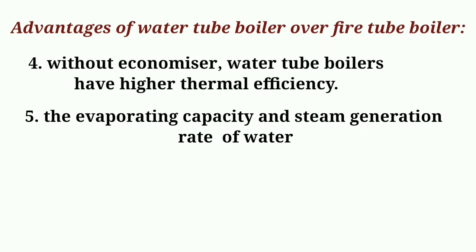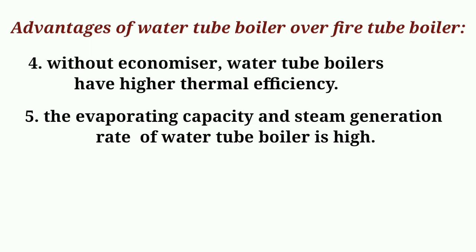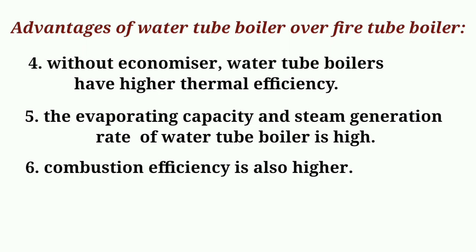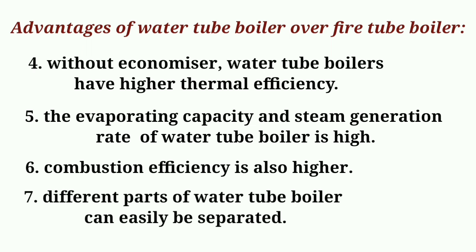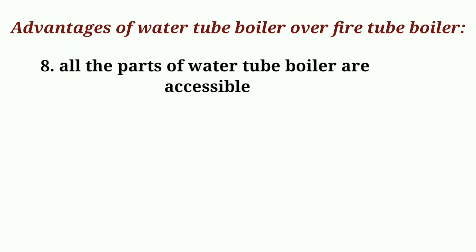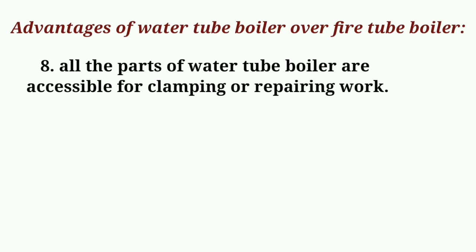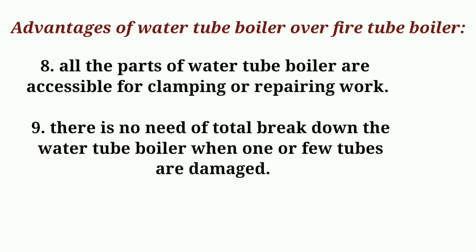Number 5. The evaporating capacity and steam generation rate of water tube boiler is high. Number 6. Combustion efficiency is also higher than fire tube type boiler. Number 7. Different parts of water tube boiler can easily be separated. Next, all the parts of water tube boiler are accessible for cleaning or repairing work. And next, there is no need of total breakdown of the water tube boiler when one or few tubes are damaged.